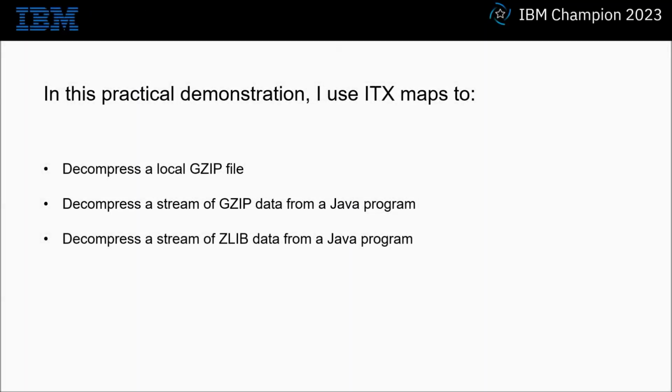In this practical demonstration, I'm going to be using a couple of ITX maps to decompress a local GZIP file, decompress a stream of GZIP data from a Java program, and decompress a stream of ZLIB data from a Java program.